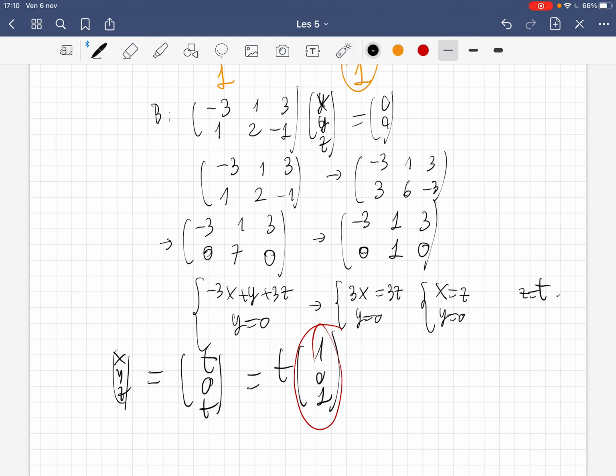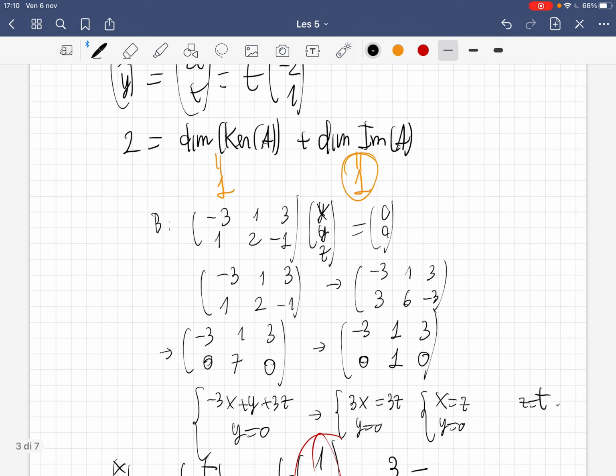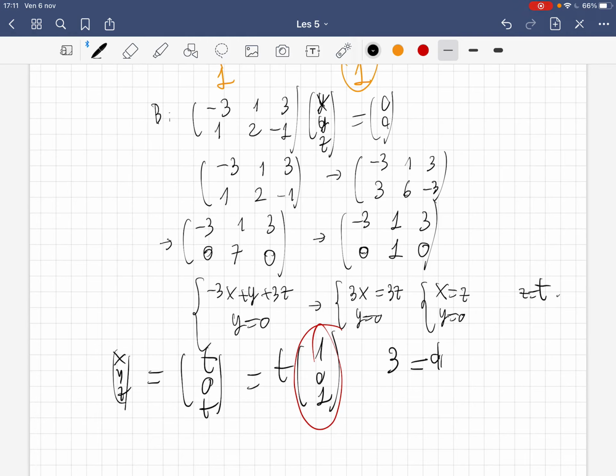So again, here, be careful. The dimension formula tells that 3, which is the number of columns, so you always think of a matrix as something like here, this input, and this is the output. So the input is 3. So you have to do this. This is again the dimension of the kernel plus the dimension of the image, and so this is 1, and this has to be true.